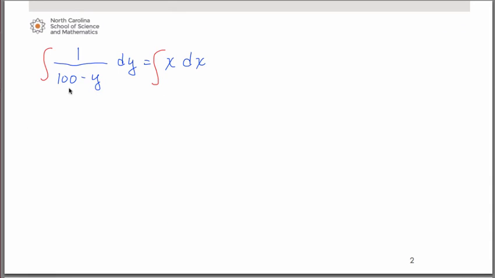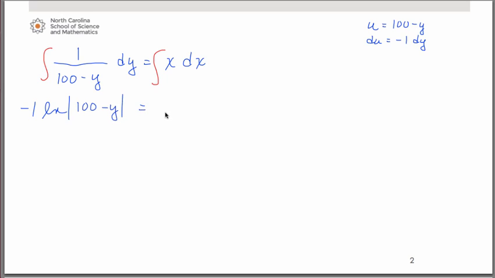On the left side of the equation, we have 1 over 100 minus y, and this is something we would have to do by using u substitution. If we allowed u to equal 100 minus y, du then would be a negative 1 dy. So as we do our antiderivative, we know it's going to be natural log of absolute value of u, but we also need to include a factor of negative 1 in there. Therefore, our antiderivative on the left side ends up being negative 1 natural log of the absolute value of 100 minus y.